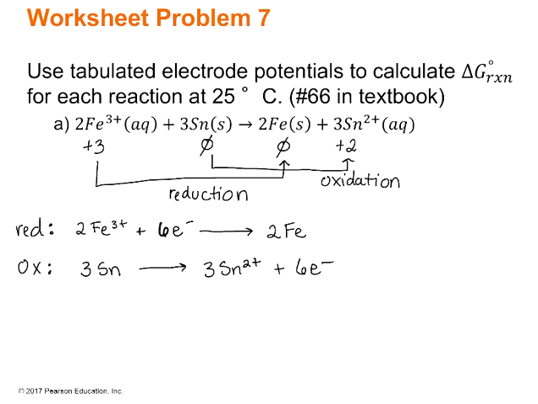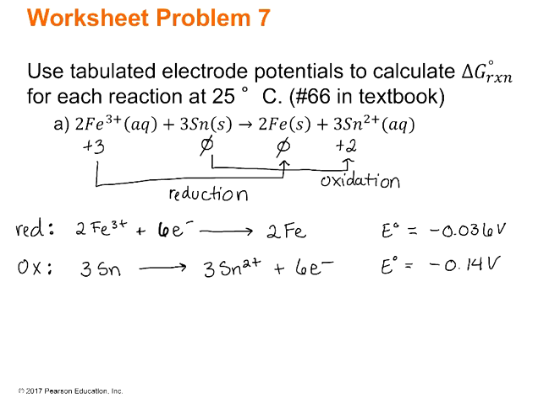So now let's look up the potential values for both of these half reactions. For iron 3 plus, its value is negative 0.036 volts. And then for tin, it's negative 0.14 volts. And remember, it's really easy to mix up the iron 2 plus half reaction and the iron 3 plus half reaction. So always make sure to look those up and make sure you're choosing the right one.